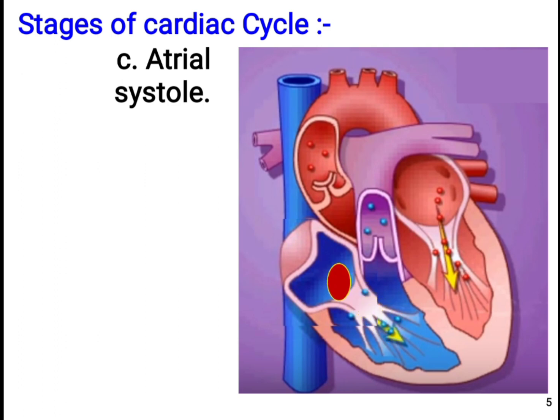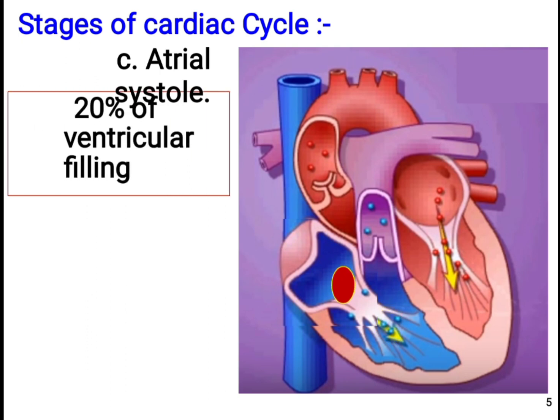When you look at the ECG, this atrial systole corresponds to what we call the P wave. When the atria are contracting, they correspond to the P wave. I've told you it is 20% of the ventricular filling. When the atria are contracting, they contribute just 20%. The 80% was already taken into the ventricles during diastole.